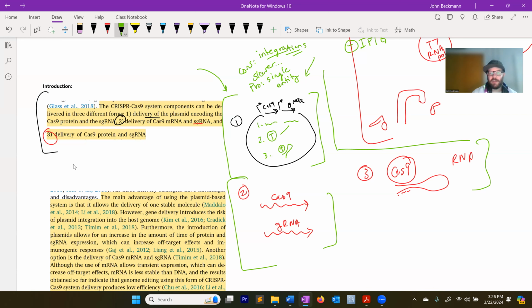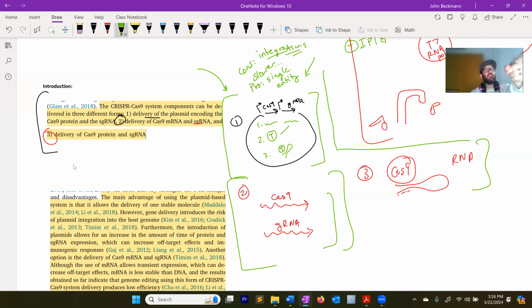Whereas in this system, if you injected just messenger RNA, there are pros and cons to this. This one might be slightly faster than strategy 1 because the Cas9 just has to get translated and then they have to find each other. So it's one less step. Transcription does not have to happen. But this one has a different disadvantage. What's the disadvantage of injecting the messenger RNA?